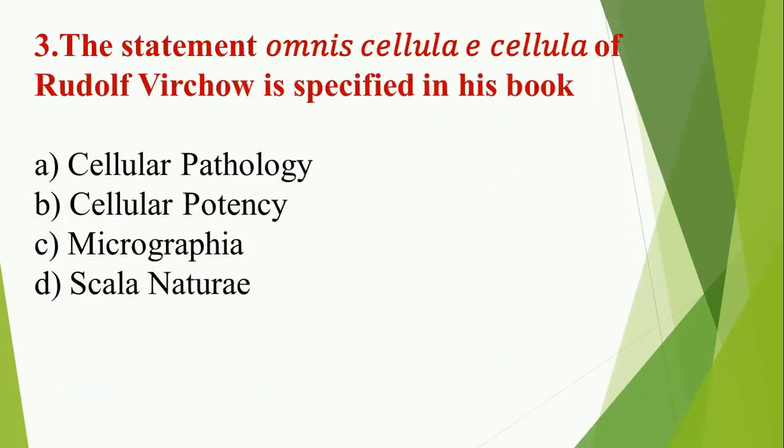Question number 3. The statement omnis cellula e cellula of Rudolf Virchow is specified in his book. We all know that Schleiden and Schwann proposed cell theory. They did not explain the origin of the existing cell. So Rudolf Virchow worked on it and came out with modern cell theory and proposed this statement, omnis cellula e cellula, which means all cells come from pre-existing cells. He published this statement in his book, Cellular Pathology. So the third question answer is option A, cellular pathology.